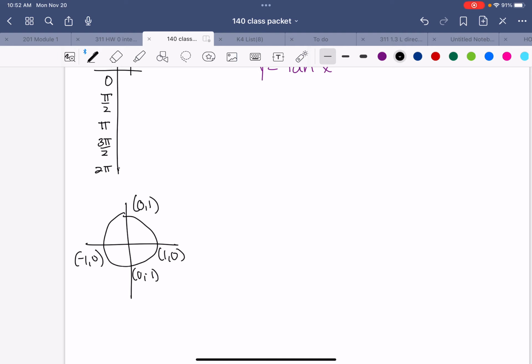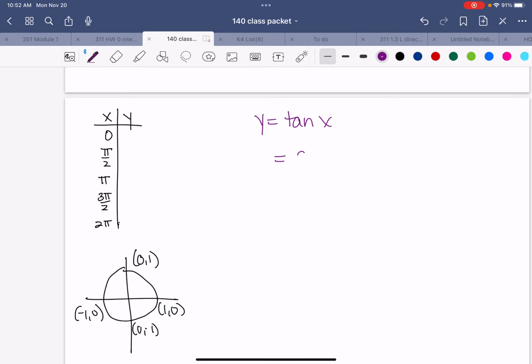Okay, so now tangent, remember that tangent is sine x over cosine x. We're using that basic identity here. And remember that the first coordinate is your cosine and the second is your sine. So I'm taking the second coordinate divided by the first coordinate. At 0, you're taking the second divided by the first. So this is going to be 0 divided by 1, and that's just 0. Next, at pi over 2, all the way up here, you're taking the second over the first. So that's going to be 1 divided by 0. And we can't divide by 0, so this is undefined.